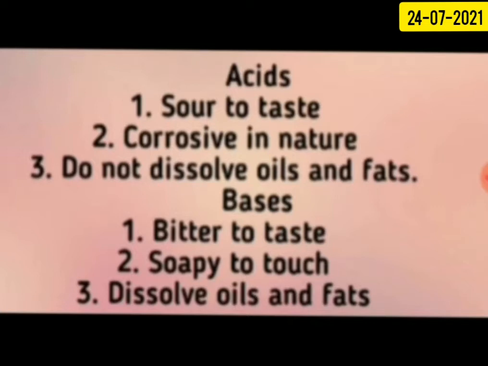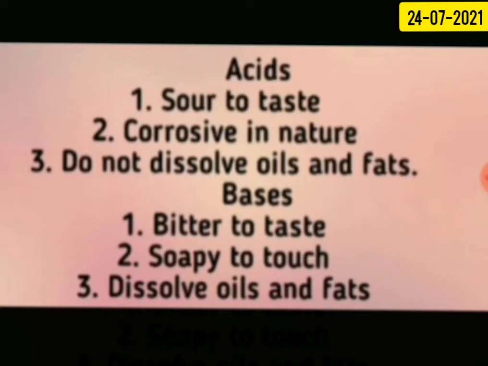But there are different kinds of acids contained in our fruits and vegetables, and they do not cause any damage to us. Bases are soapy to touch and taste soapy. The acids do not dissolve in oil and fat, but bases will dissolve oil and fat.